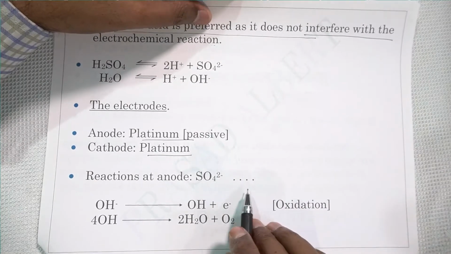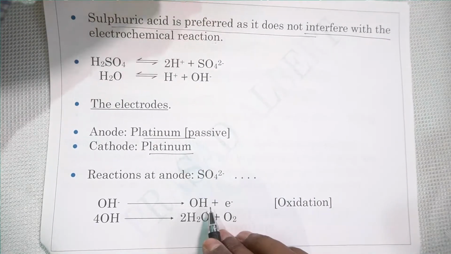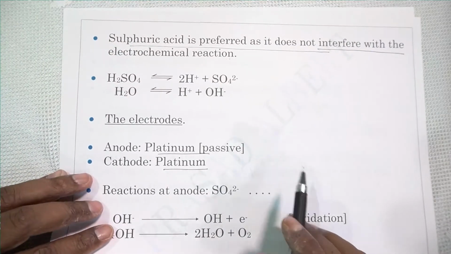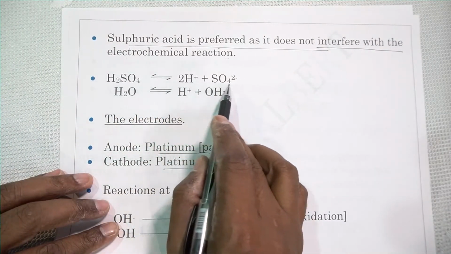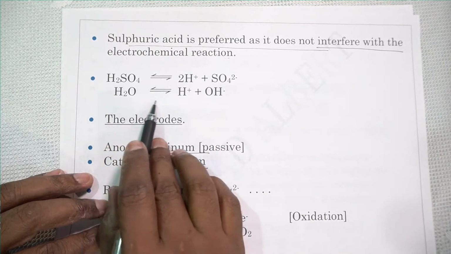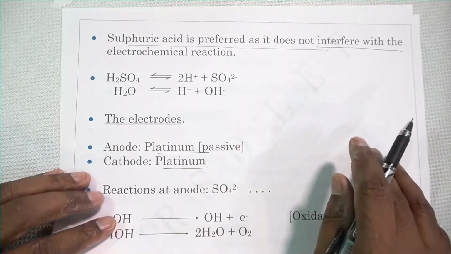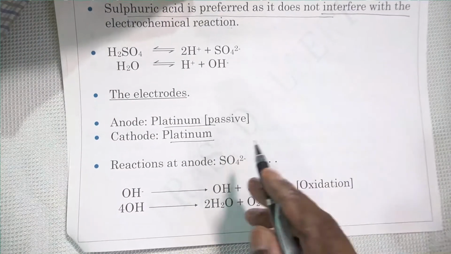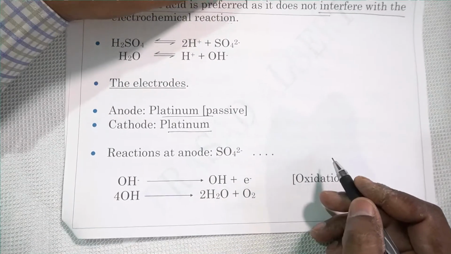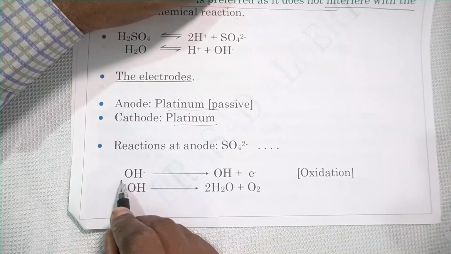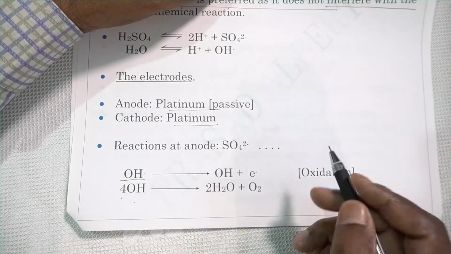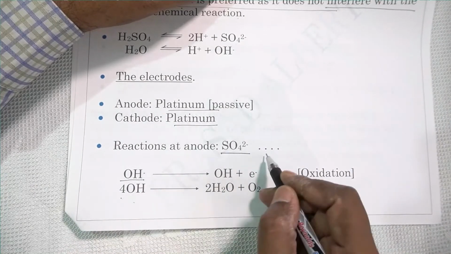Now the reactions at the anode. What happens at the anode? That's what we are going to see. Sulfuric acid first of all splits to give hydrogen ion and sulfate ion. Water splits to give hydrogen ion and hydroxyl ion. Now at the anode we have both ions coming here, the OH minus hydroxyl ion, and also the sulfate ion. Both ions are coming here.